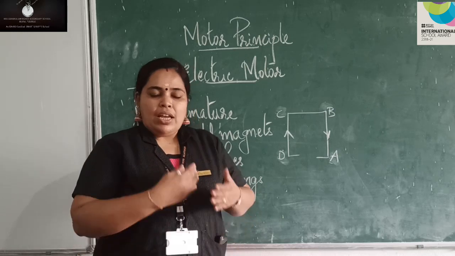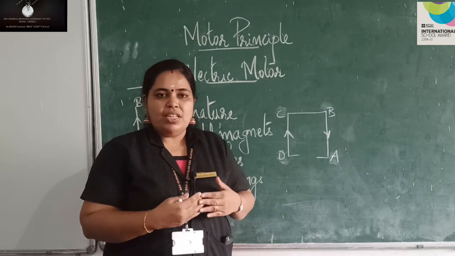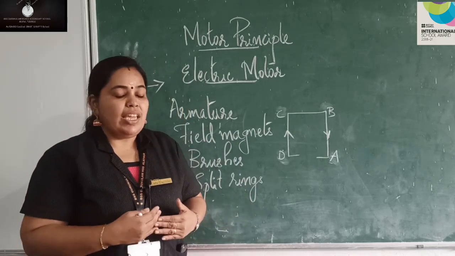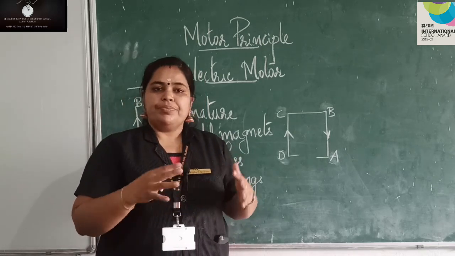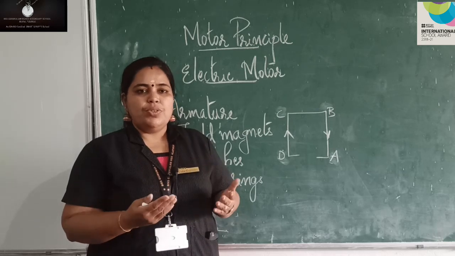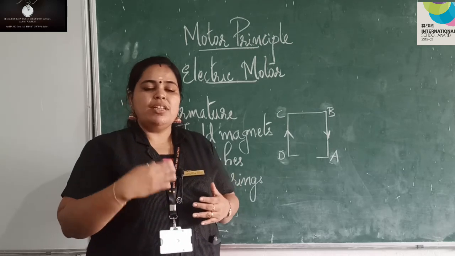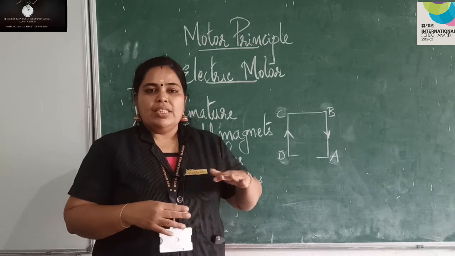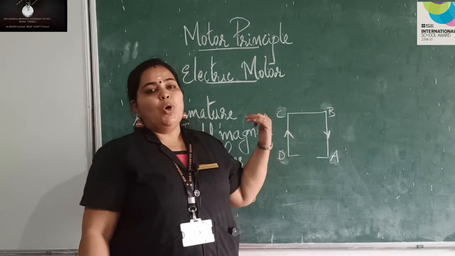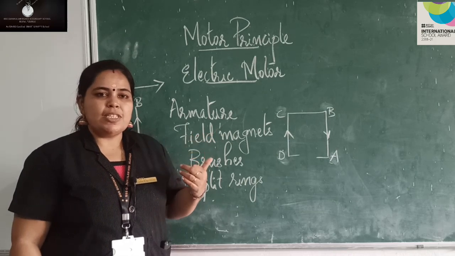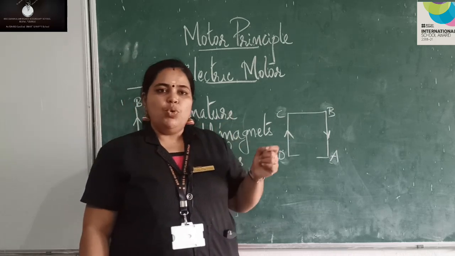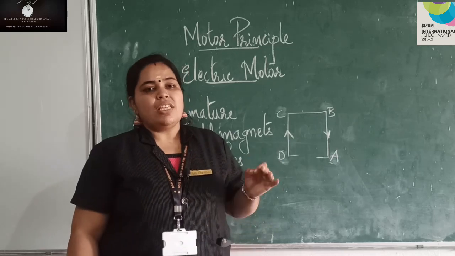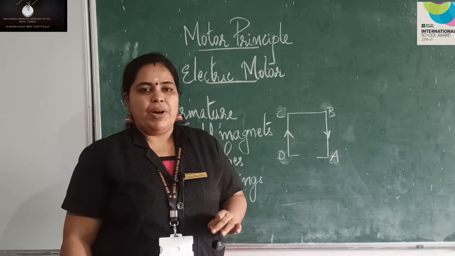So here during every half rotation the direction of current changes and the armature rotates continuously, and due to this rotation, what happens to the armature? The armature moves. Okay, so the principle behind this is the motor principle. What is the motor principle? A conductor which can move freely and which is kept in a magnetic field experiences a force when current passes through it.